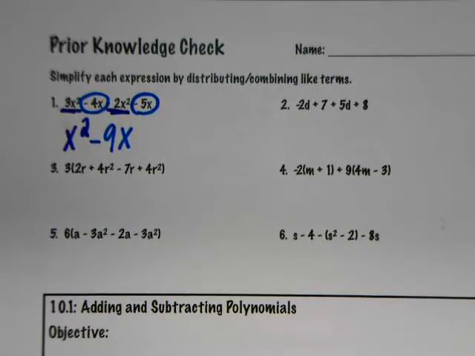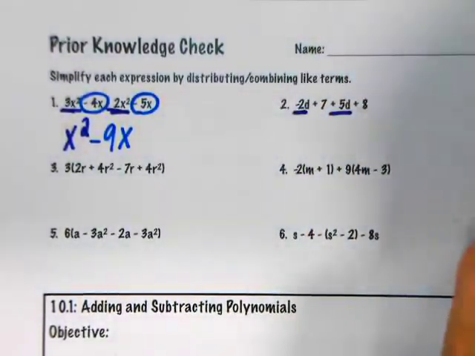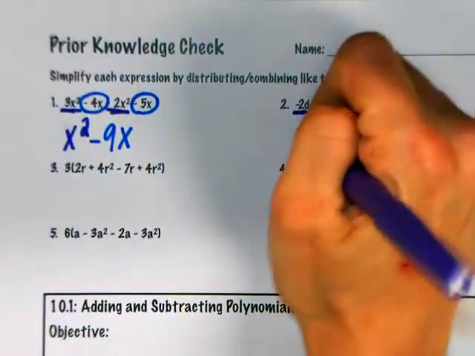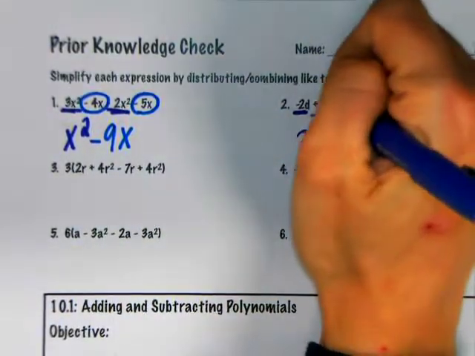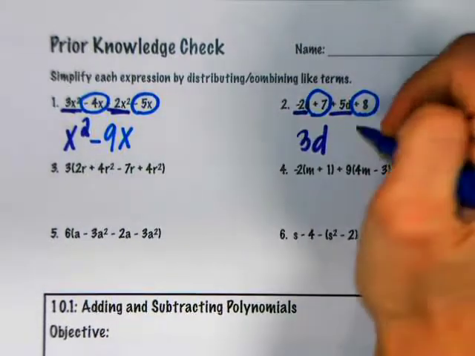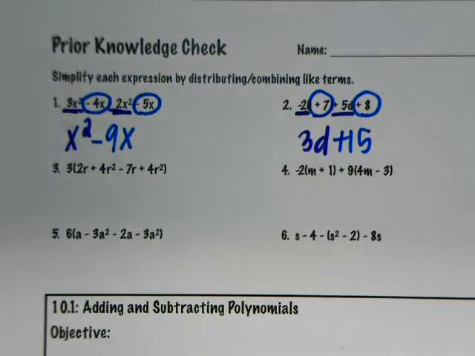All right, number two. So the ones with the variables, we have a negative 2d and a positive 5d. What's that going to make? Yep, 3d. And then for the just plain numbers, we have a 7 and an 8. What's that going to make? Yep. You can't, because one has a d and one doesn't. Does that make sense?